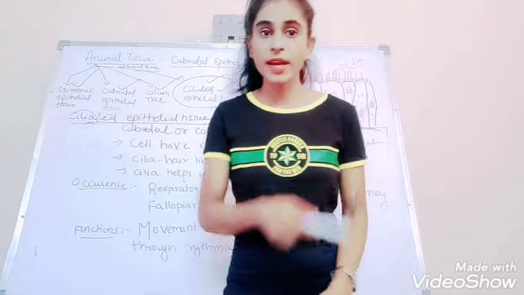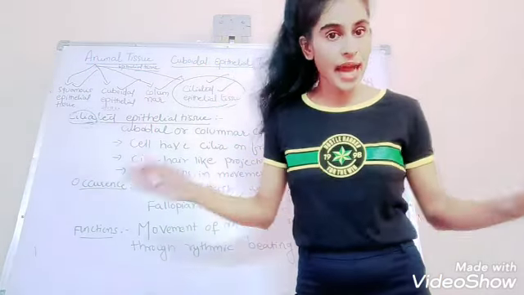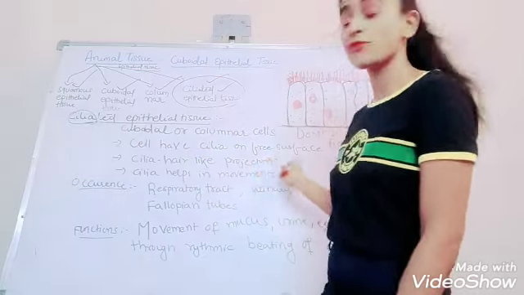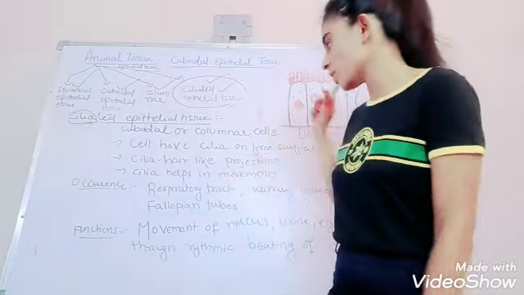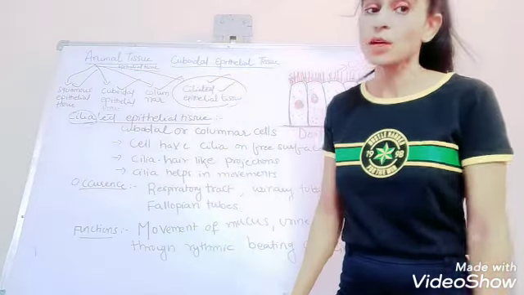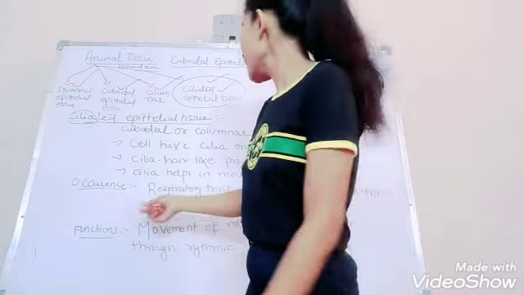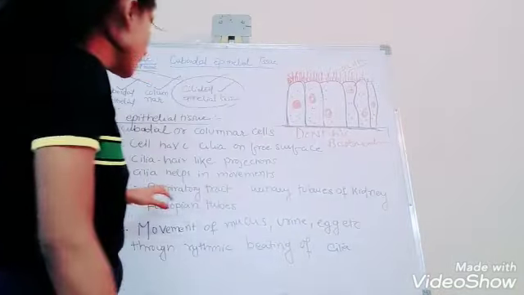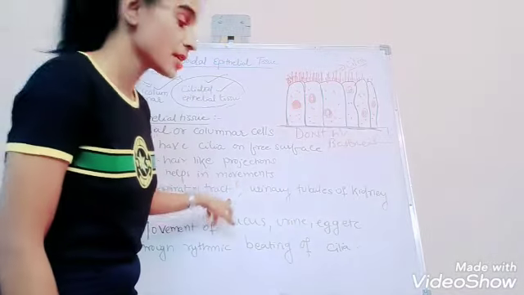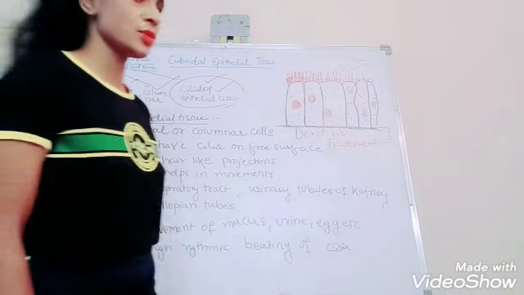So what are you going to write in the structure? It's cuboidal or columnar cells. Cells have cilia on the free surface. They don't lie on the basement membrane. And they have hair-like projections, and these cilia help in the movement. Now the question arises, where are they found? They are found in some important places called the respiratory tract, urinary tubules of the kidney, and fallopian tubes.